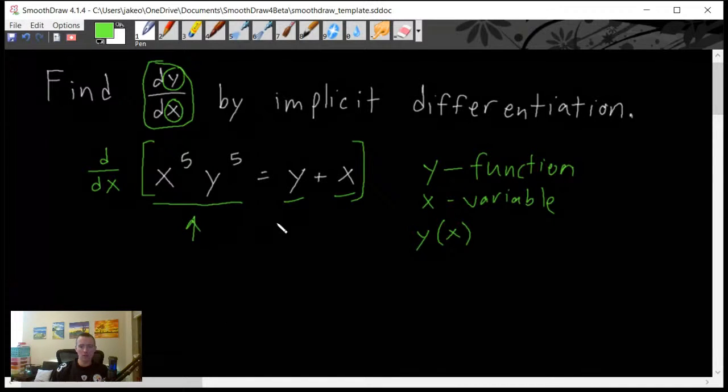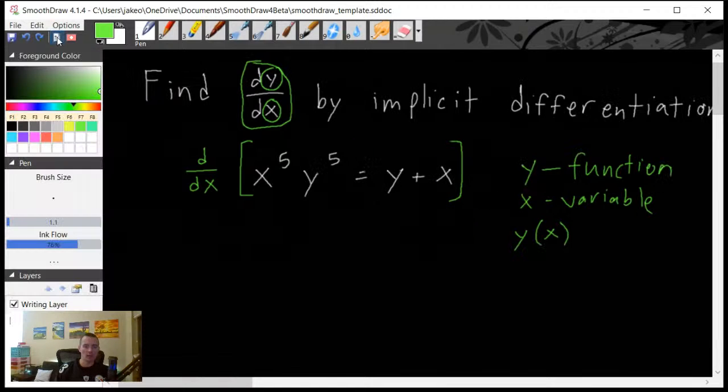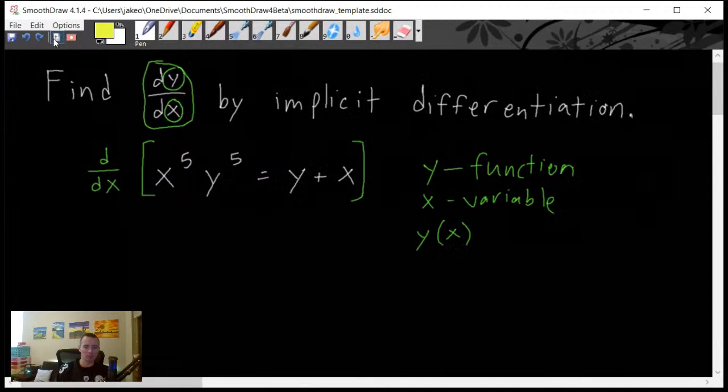This term here and this term here, since they both have y's in them, we're going to have to apply the chain rule when we take d dx of both sides of our equation. But this term here, since it only has an x, we're going to be able to take the derivative of that as you would expect. So all that really means is whenever we go through each of these terms and take the derivative of them kind of on their own, whatever has a y in it, we're going to have to treat a little bit differently.